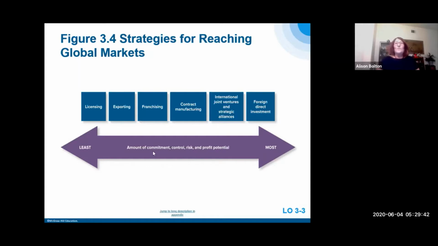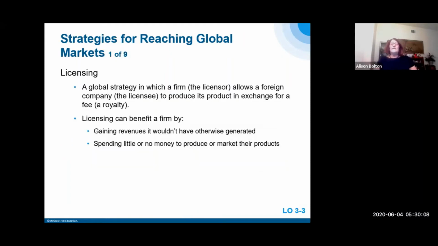And when we think about different kinds of businesses, we are looking at businesses that do licensing, those that are exporting, franchising, contract manufacturing, international joint ventures and strategic alliances, and then foreign direct investments. Those are the most risky. All right. So look at licensing here.